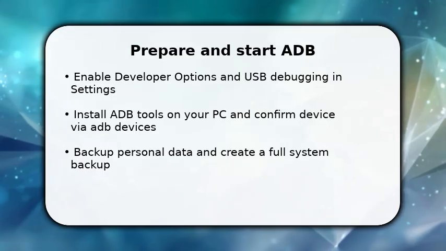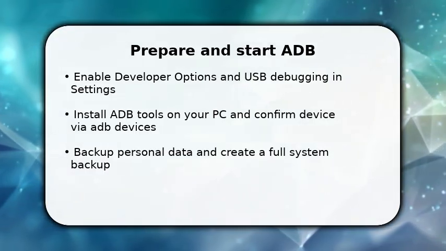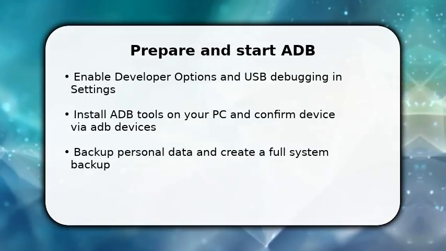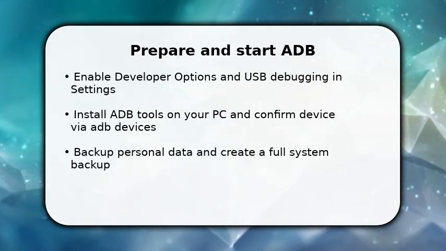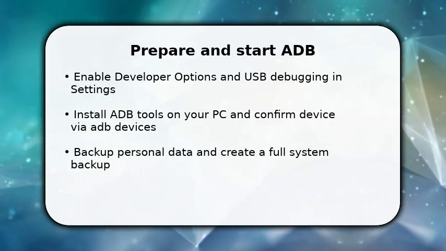You begin by enabling developer options and turning on USB debugging so your PC can talk to the phone. Once done, install ADB on your computer and confirm the device appears with adb devices. That's essential. Make a full backup now. Removing system ad services can change behavior.